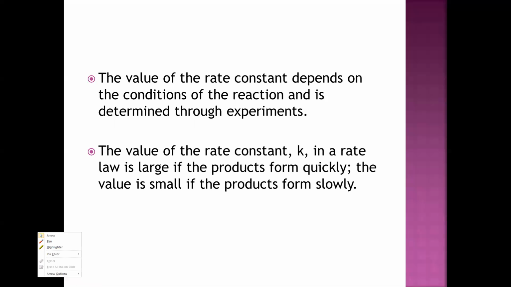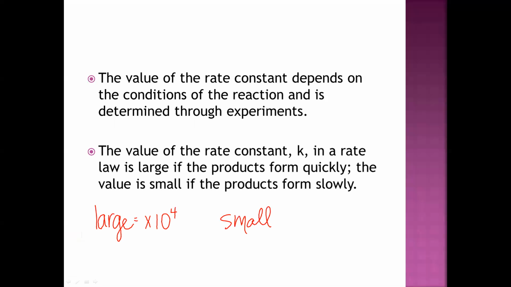Now, large versus small, I would say a large number would be like times 10 to the positive 4 or bigger. You know, a really big number, positive exponents on the times 10 mean that it's very large numbers. And if it's small, I would say times 10, negative exponents are decimals. So like -4, okay? So if it's larger or smaller than those, then it's definitely large or small. And then you can predict if the products are going to form quickly or slowly based on that number. So I might have you look at a number for K, but I might not. You're not going to solve for K.